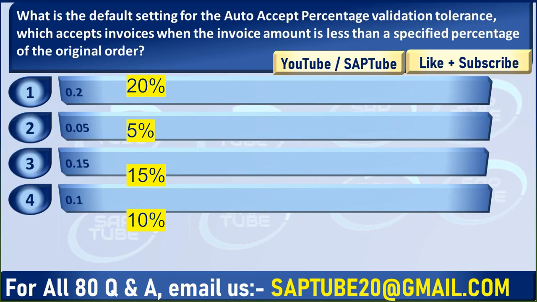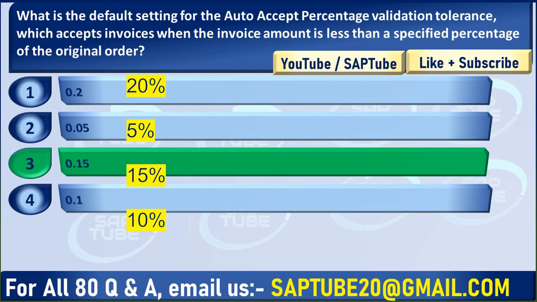Next question is: what is the default setting for the auto accept percentage validation tolerance, which accepts invoices when the invoice amount is less than a specified percentage of the original order? Options are: 0.2, 0.05, 0.15, 0.1. Correct answer is 0.15.